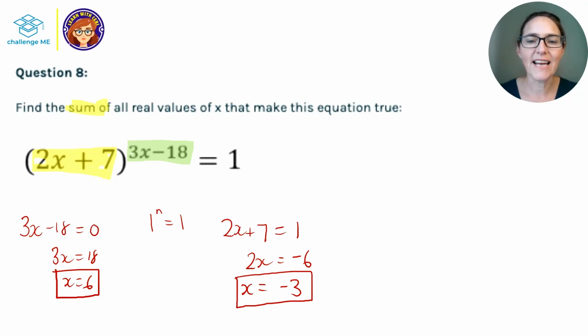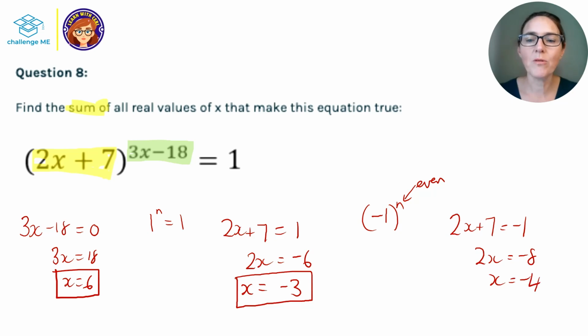No, because actually, if you take -1 to a power, then if that power is even, you'll get 1 again. So let's have a look at that idea. What if the 2x plus 7 equals -1? So that means 2x would be -8 and x would be -4. But that's only going to work if the exponent is even. So let's check that 3 lots of -4 minus 18 is even. So -12 take away 18 is -30. So yes, it is even. So this is also an option.